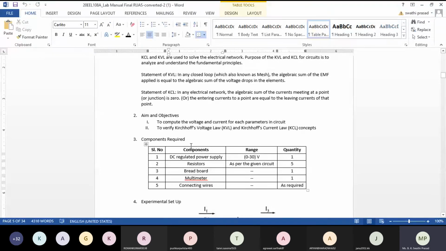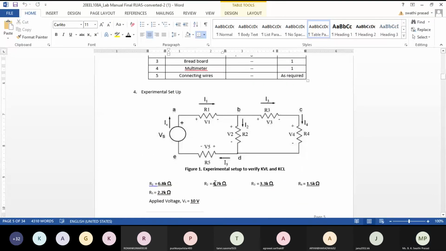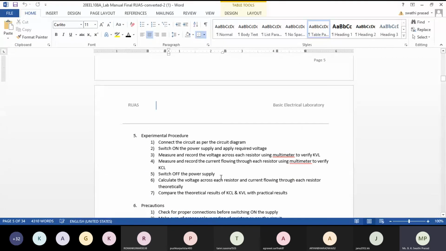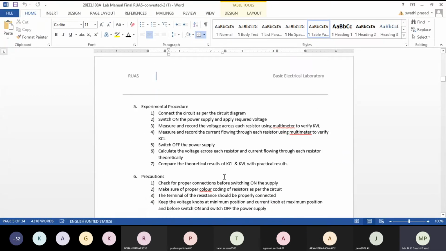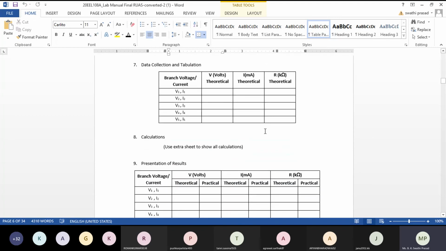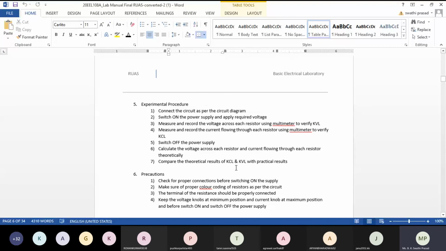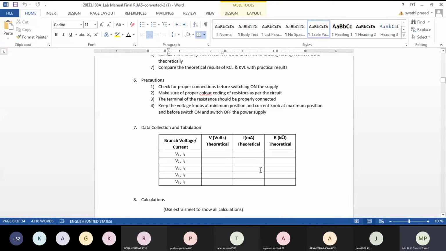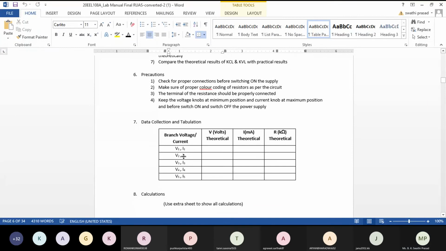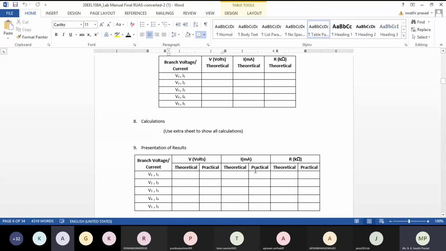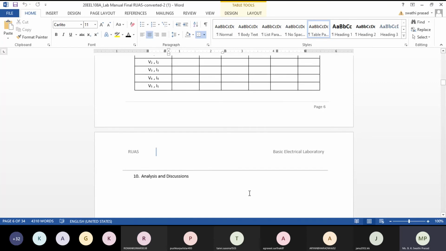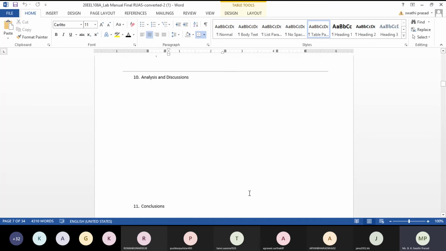Aim and objectives. Then components required. Circuit diagram is necessary, and you have to solve the problem. Once you solve the problem, then you can fill in the table columns. No need to write the procedure and precautions right now in your observation; it will be in your manual itself. Then you have to fill in both the tables, and you have to write the analysis and discussion, then conclusion. Analysis and discussion you can write in the manual itself. Here only the conclusion. In observation you have to write analysis and discussion, then conclusion.